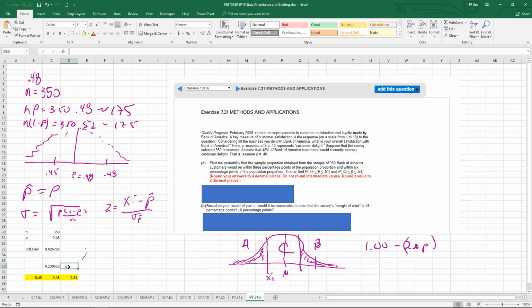Okay, so that's going to now be, we're going to multiply that by 2. It's equal to this times 2. Subtract that from 1. So 74% of the means of our proportion will lie between 0.45 and 0.51.